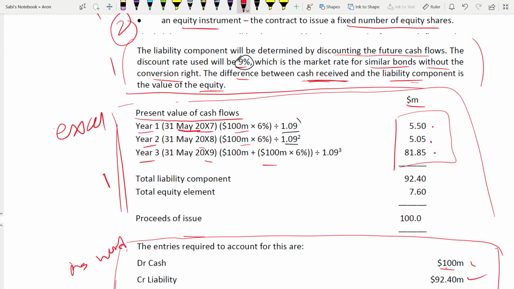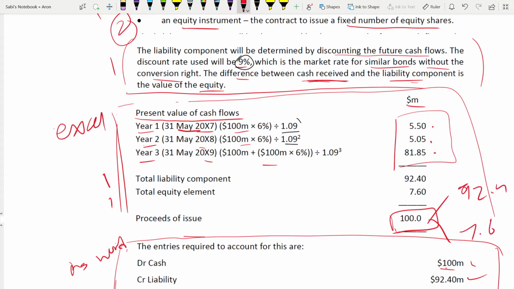Then equity component, another mark. For this proceeds of issue, you are not getting any mark because it's just the addition of two things. It should be equal to 100. You see, the amount of the bond is 100 million, fair value of 100 million. So equity and liability at the end should be equal to 100. What you are doing through this is just dividing this 100. You want to find liability component, which is 92.4, equity component 7.6.